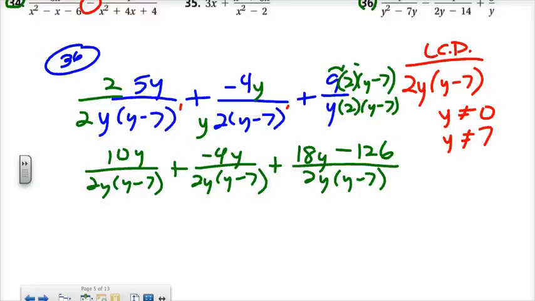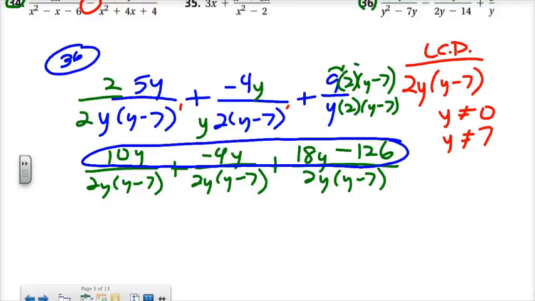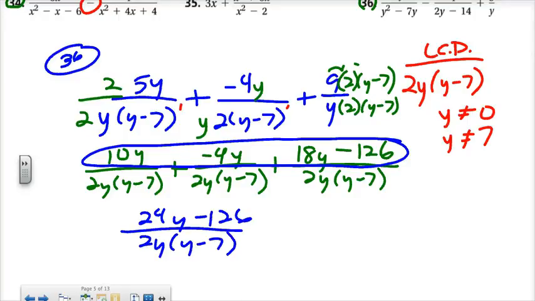So now it's time to go along the numerator and combine any like terms. So we have 10y plus a negative 4y, which is 6y. 6y plus 18y is 24y minus 126 over 2y times the quantity y minus 7. And right away I notice, hey, both of those are even. I can definitely take a 2 out of that, and that'll cancel with the 2 on the bottom. So let's give that a try first. Let's take a 2 out, and we would have 24 divided by 2 is 63. Oh, 24 divided by 2 is 12.